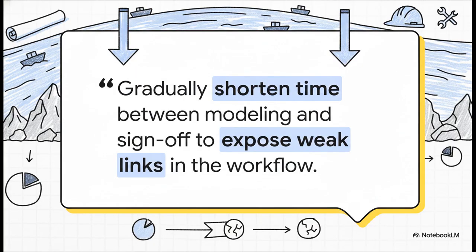But here's the really important part about all this. Buffers are not supposed to be a permanent crutch. The philosophy here is called lowering the river. So imagine your workflow is a river, and the buffers are extra water that helps your boat glide right over any hidden rocks. Now, you could just leave the water level high forever, but the real goal is to slowly lower that water level, reduce the buffers, to expose those rocks. Those rocks are the weak links in your process. You expose them, and then you can fix them for good.